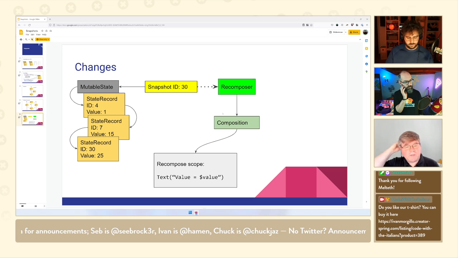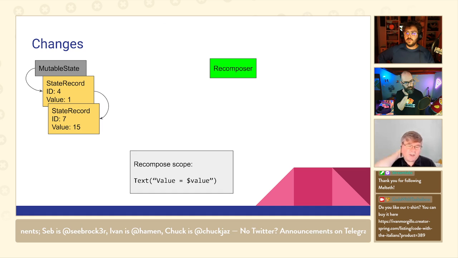So this is the kind of thing, let's say you have the recompose scope at the bottom, which just uses value, which is the mutable state that we have.